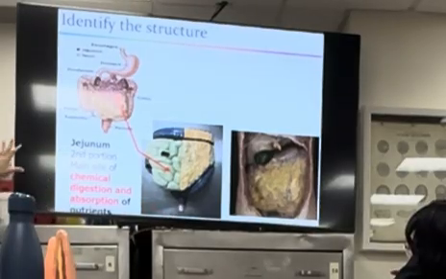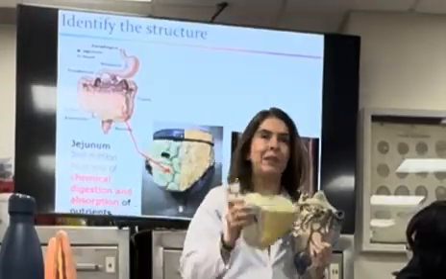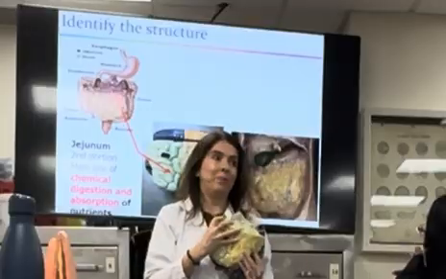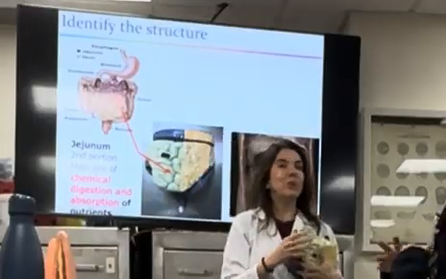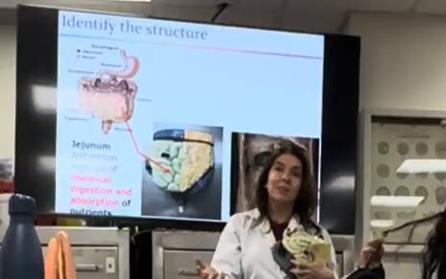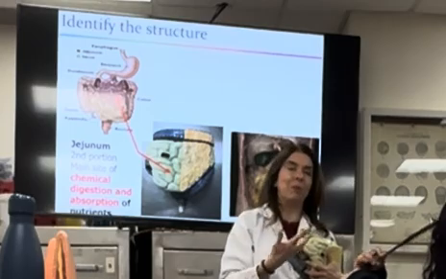Okay. Then we have the second region of the small intestine. Everything I have in my hand is the duodenum. What's the function of the jejunum? To digest most nutrients and to absorb most nutrients.